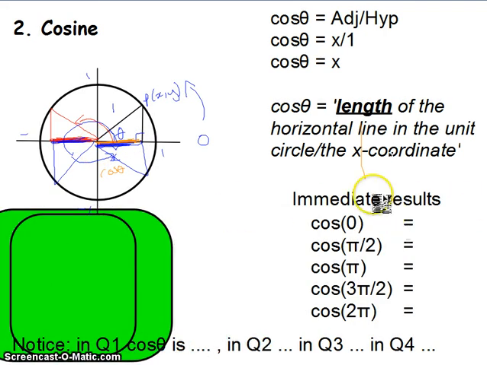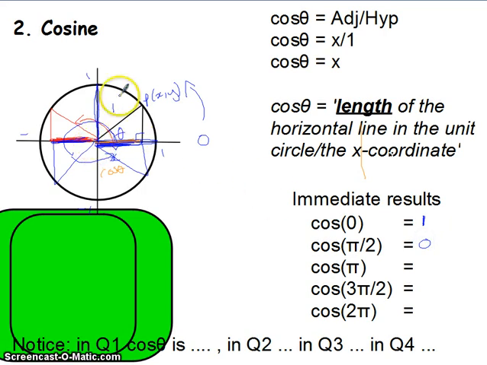Similar to what we had before, some immediate results that we can get. Cos of 0 means the base of the triangle here, or the x-coordinate, when the angle is 0. So if we bring this line all the way back down to here, you can see that the base would be 1, the x-coordinate would be 1. So cos of 0 equals 1. Cos of pi over 2, as this comes all the way up here, well, we have a line going up there that has a height of 1, but the base is 0. It has no width or thickness there. So cos of pi over 2 would be 0. The x-coordinate, as you can see, is 0.